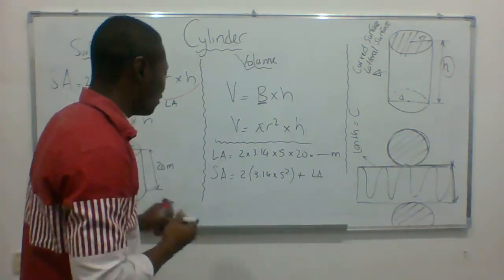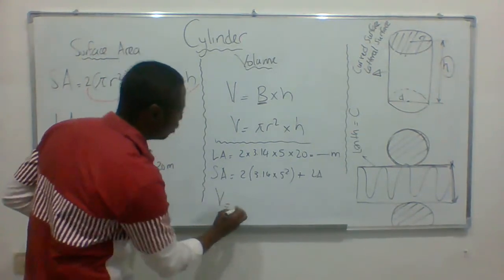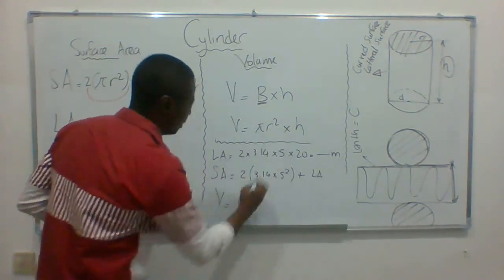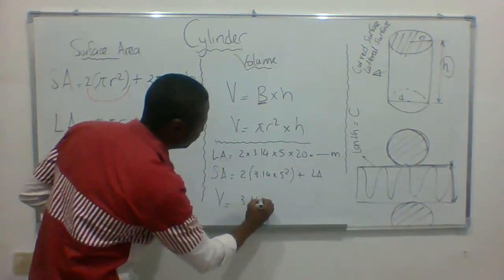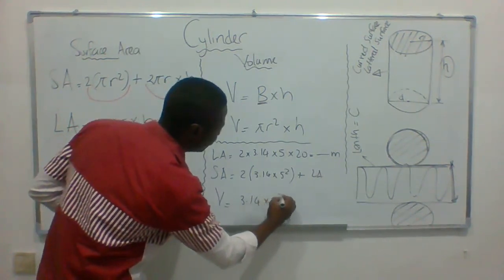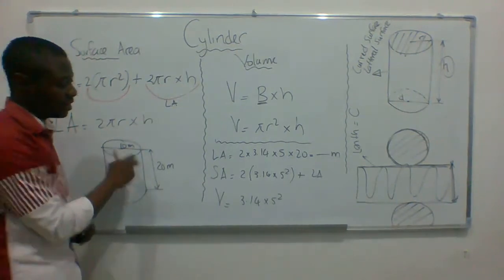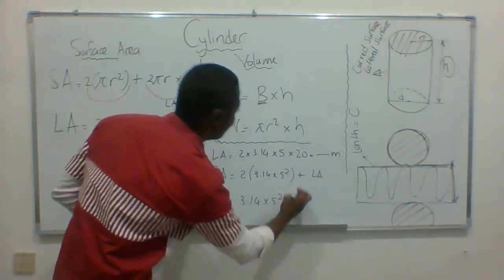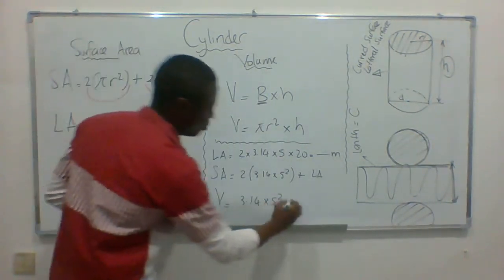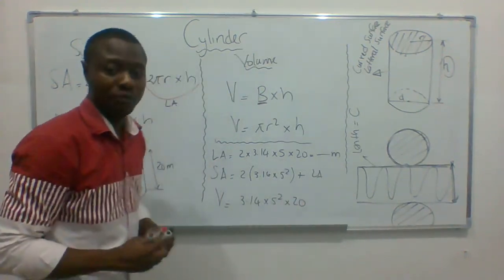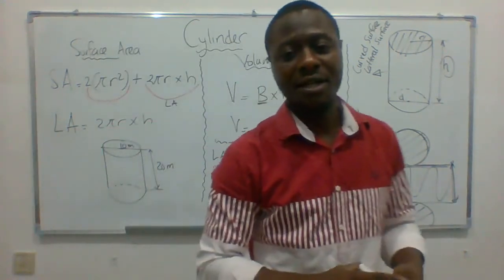Now, how do you find the volume? The volume is equal to 3.14 times 5 to the power 2, because r here is half of the diameter, which is 5. Then times the height. The height is 20. When you multiply by 20, you get the volume.